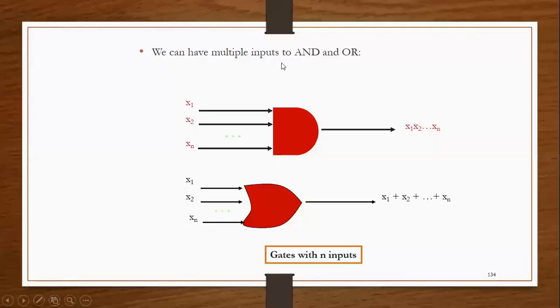As I said, we can have more than two inputs. We can have a minimum of two and more than two inputs for both AND and OR gates. So this is the way it is shown. This is your AND gate, and you are giving n inputs and you are getting the product of those n variables as the output. This is the OR gate, where you are giving n inputs and you are getting the Boolean sum as the output. So, gates with n inputs.